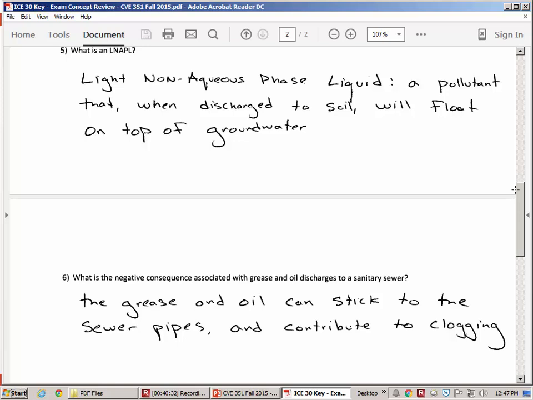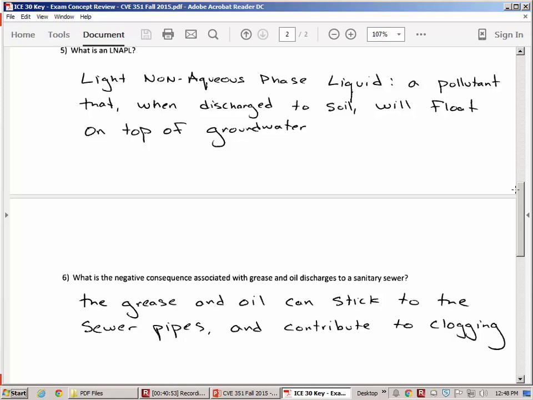Negative consequences of grease discharge. Well, for one thing, it can clog the pipes because during a low flow time, the grease will stop and get stuck in the pipe, and then other things will stick to the sticky grease, and you start to lose flow capacity through the pipes.